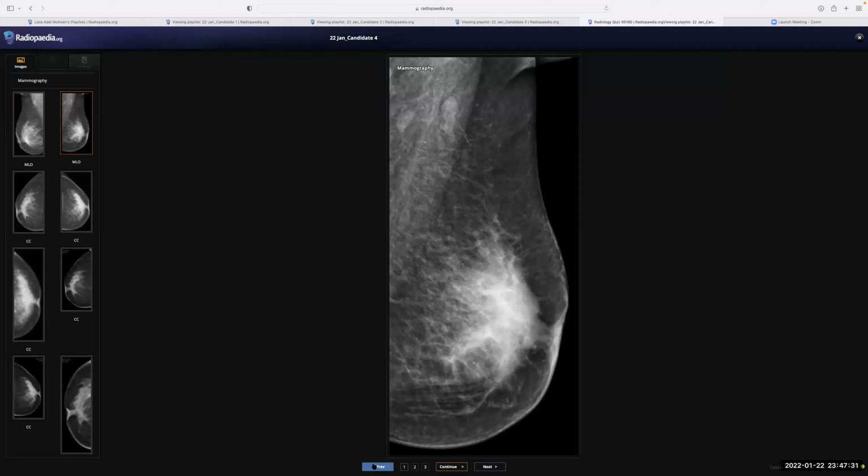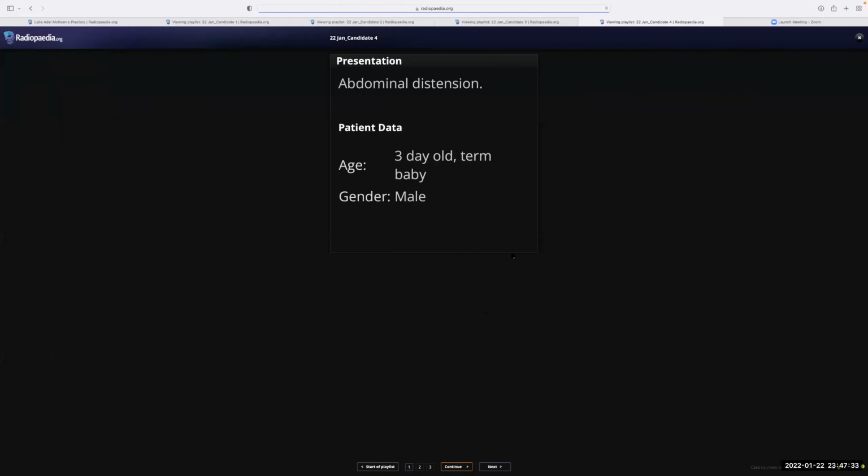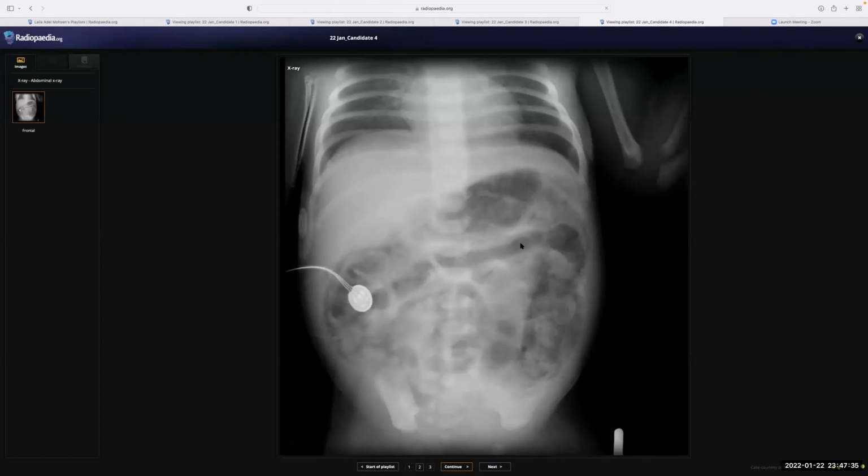Okay. The previous case, you were very much right. This is a case of necrotizing enterocolitis. And again, this is an emergency. So we need to inform urgently the pediatric ICU team and the pediatric surgery team as well. Okay. Thank you very much.